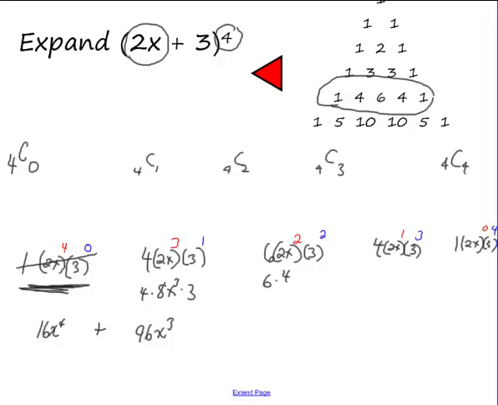6 times 4x squared and 9. Well, 24 times 9 is 216 x squared. It's a plus, so it's positive. 2x to the 1st power is 2x times 4. 3 cubed is 27. So what's 54 times 4? 216 again.